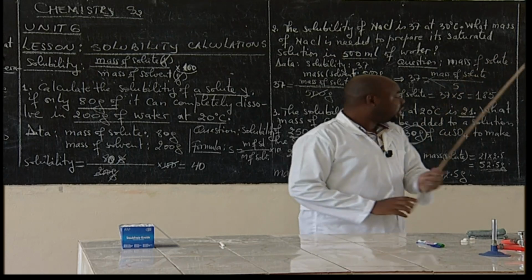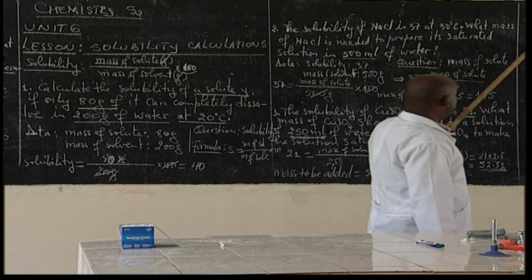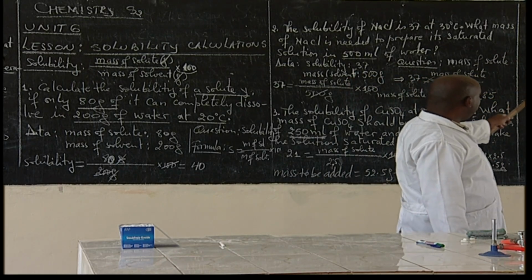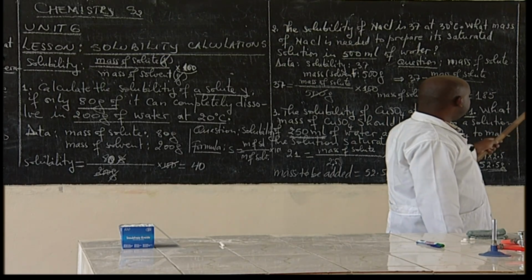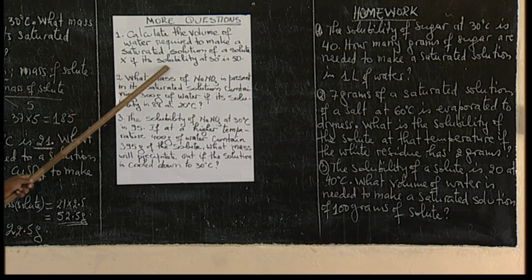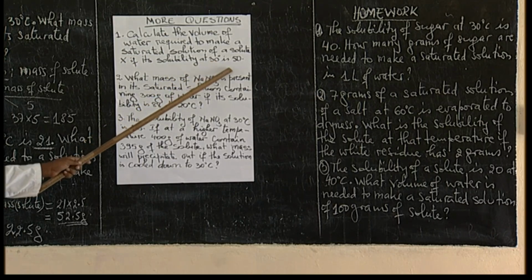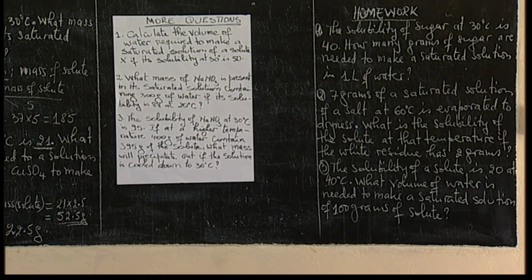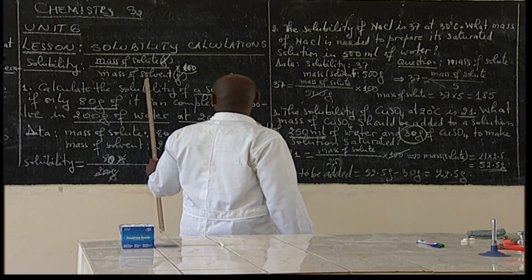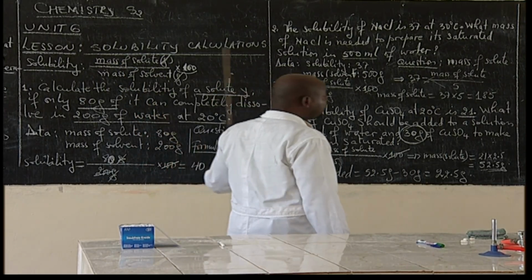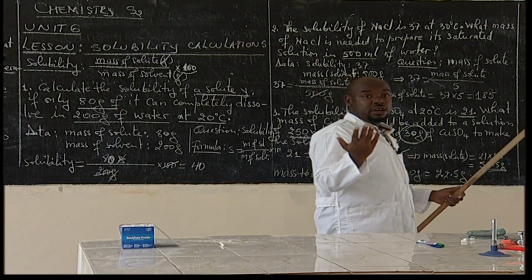The additional exercises we have, question number 1: calculate the volume of water required to make a saturated solution of a solute X if its solubility at this temperature is 50. We know how to get the mass. We know how to get the mass of solvent. From the mass of solvent, you can determine the volume.